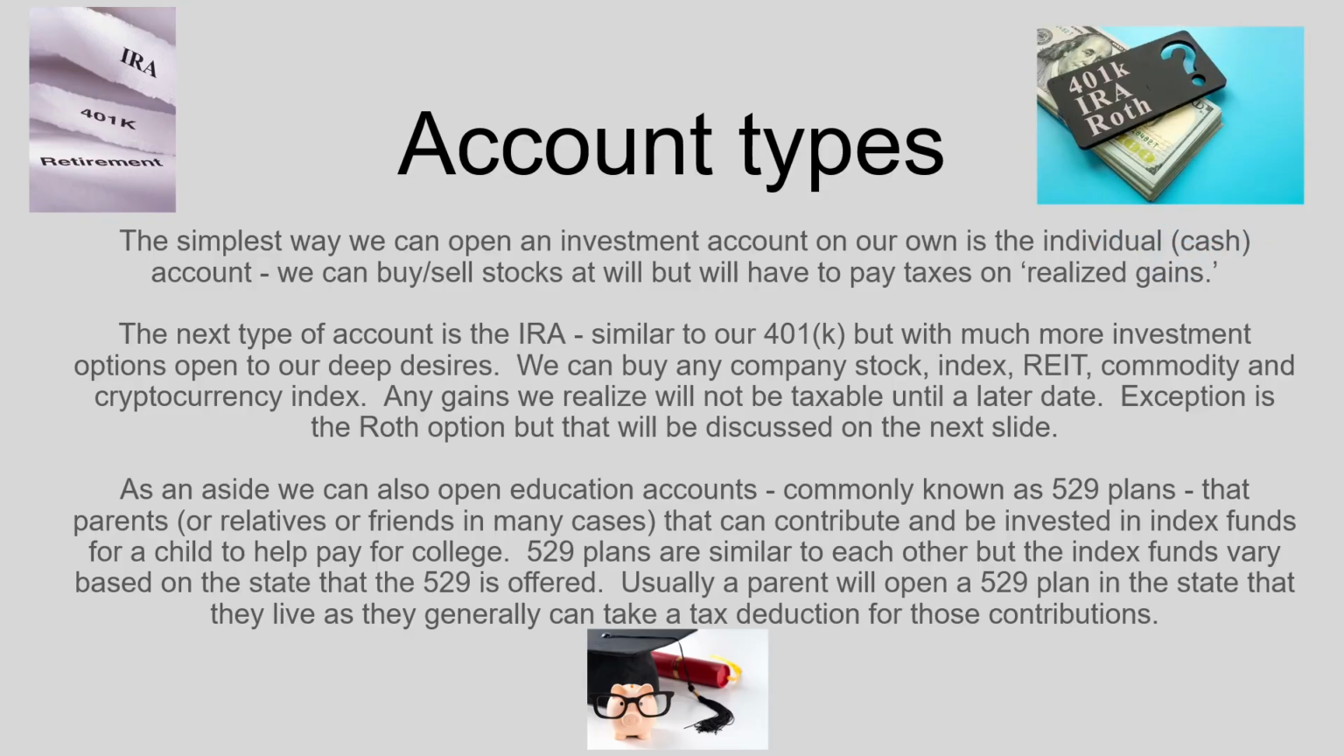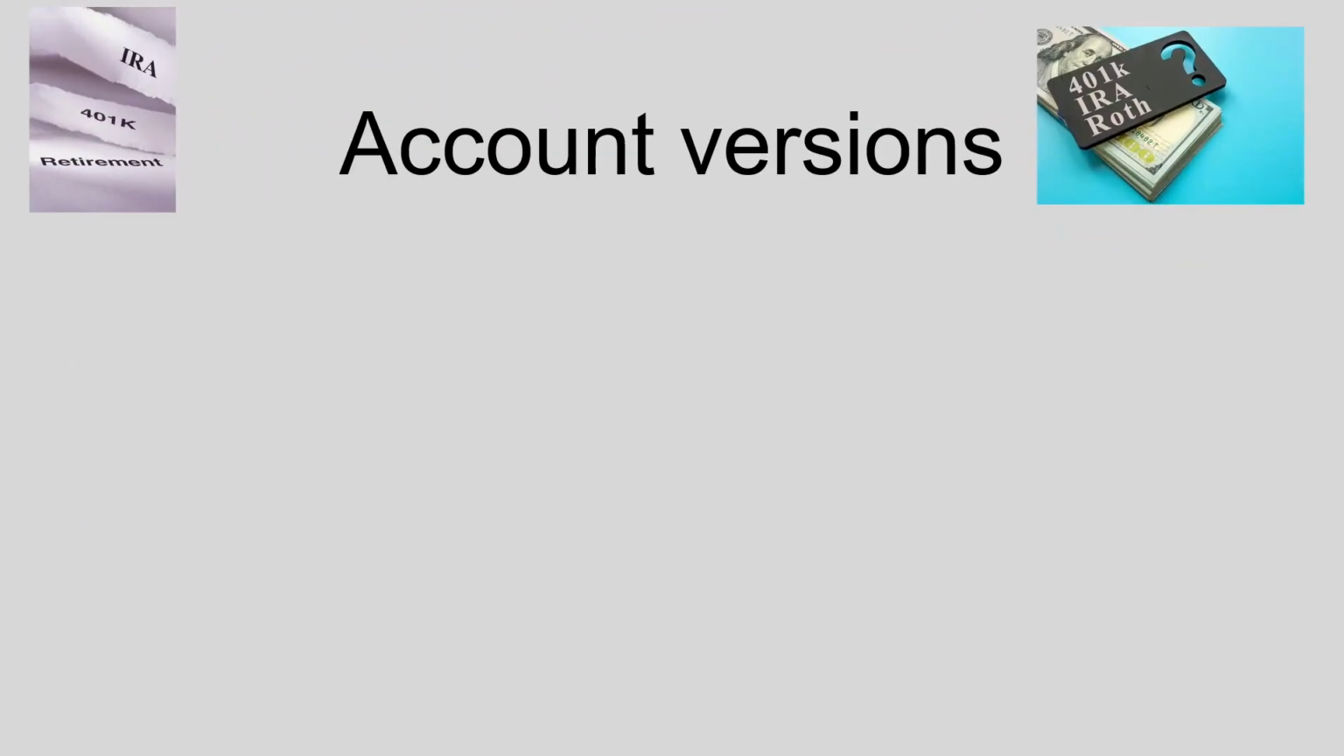As an aside, we can also open up education accounts. They're commonly known as 529 plans. Parents, relatives, and friends in many cases can contribute and be invested in different index funds for a child to help pay for college. So 529 plans are similar to each other, but the index funds vary based on the state that the 529 is offered. Usually a parent will open a 529 plan in the state that they live, as they generally can take a tax deduction for those contributions. Then we'll get into account versions.